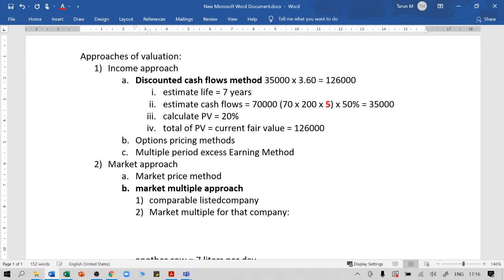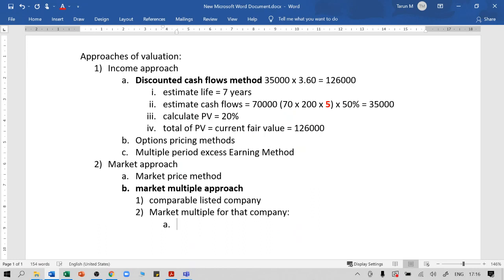So suppose I want to make valuation of one unlisted company. First of all, I search for a comparable listed company. Suppose I am making valuation of a steel sheet manufacturing company. So I look for a steel sheet manufacturing company which is listed on the stock exchange, which is regularly traded over there. Then I calculate market multiple for that company.